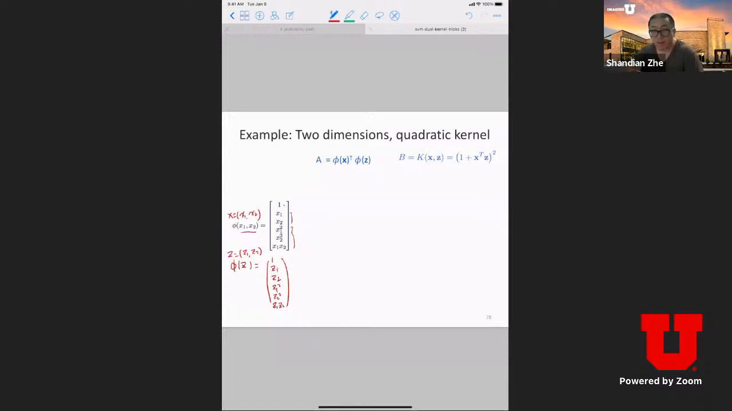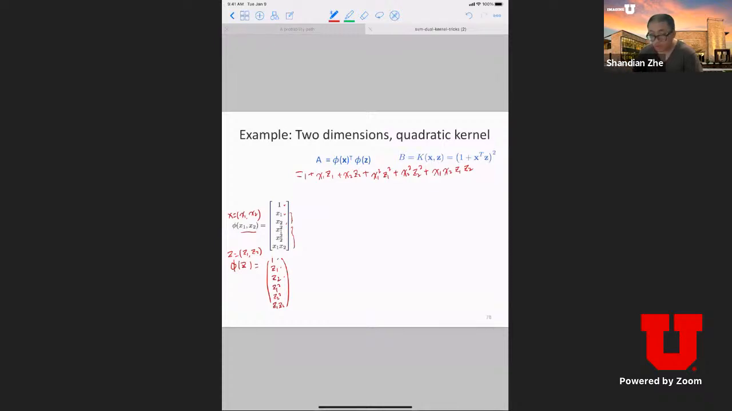So we have two feature mappings here, and when we compute their inner product, we just multiply the elements in pairs and add them together. 1 multiplied with 1 gives you 1, x1 z1, x2 z2, and then x1 square z1 square, x2 square z2 square, and x1 x2 z1 z2. Let me check if I missed anything. Yeah, that's correct.